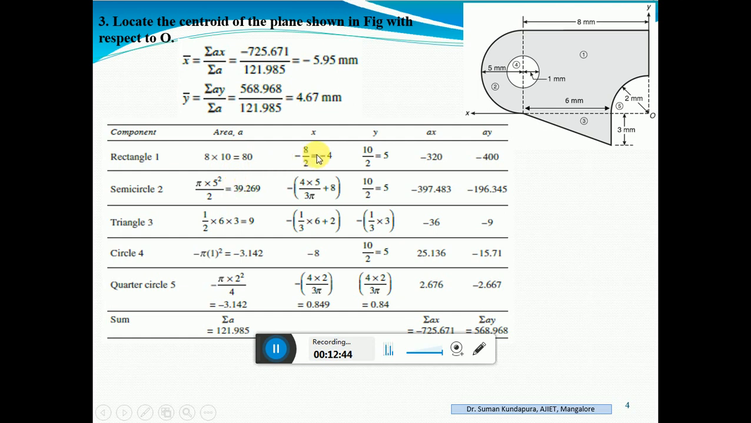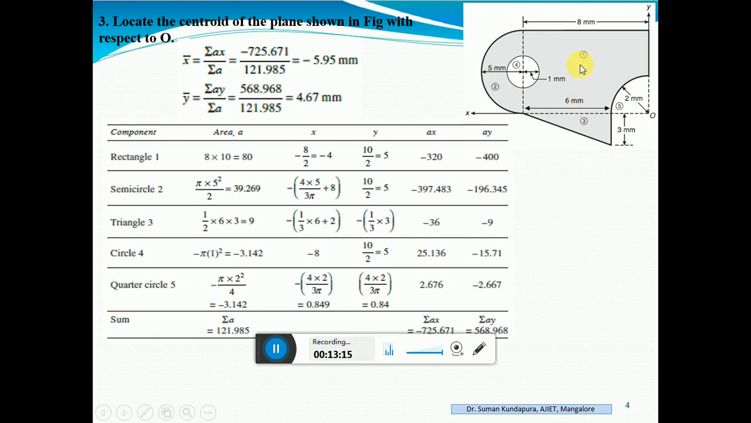Find out the x distance of the rectangle from this point. Now your reference axis is given here. So from this point, what is the x? First of all, it is in the second quadrant, so x will be minus. Rectangle means it is b by 2. So it is 8 by 2, 4, with respect to the reference axis. So minus 8 by 2.